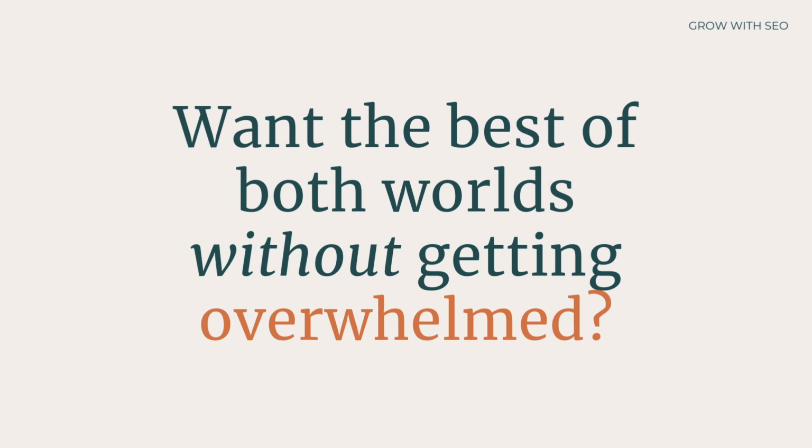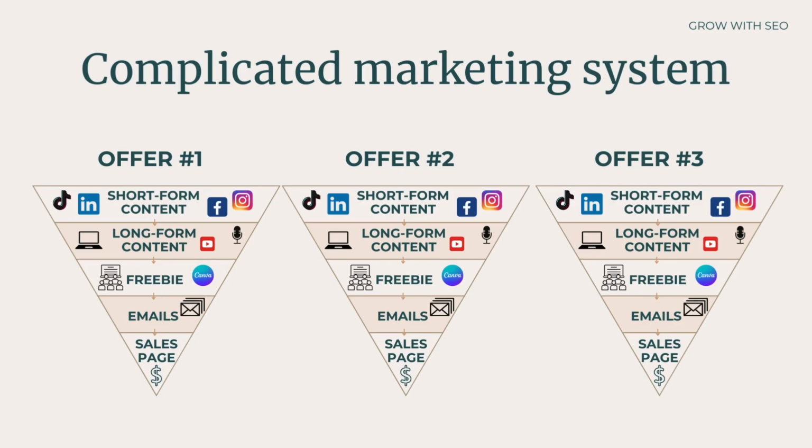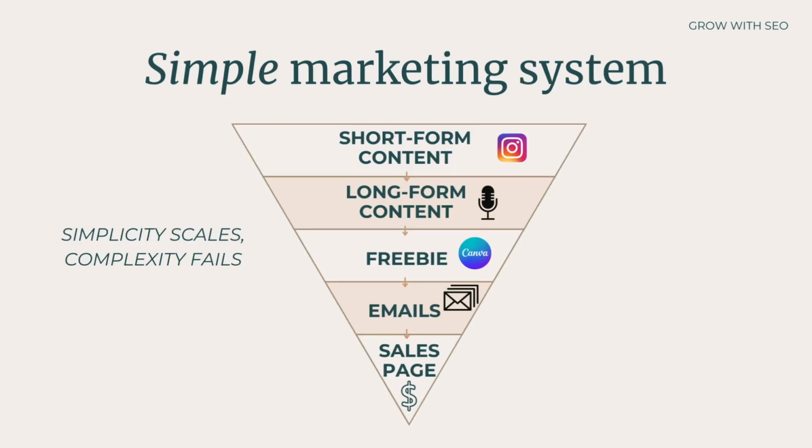My recommendation is to get the best of both worlds without getting overwhelmed. So this is what a lot of people do. They create a complicated marketing system. You might have 3 different offers that you're trying to promote and you're trying to be on every single social media platform. That means having to market, let's say you're a social media manager and you offer Instagram services, but you also offer YouTube editing services. So you're trying to promote each service on each different platform while offering multiple freebies, having multiple email workflows, and having multiple sales pages. I'm just exhausted explaining that.